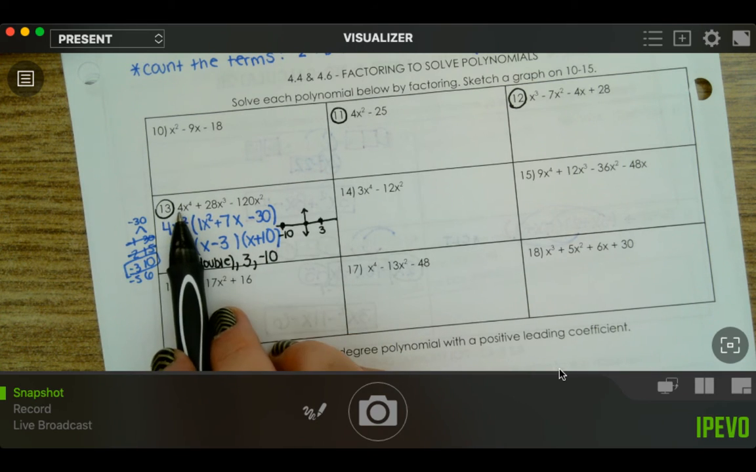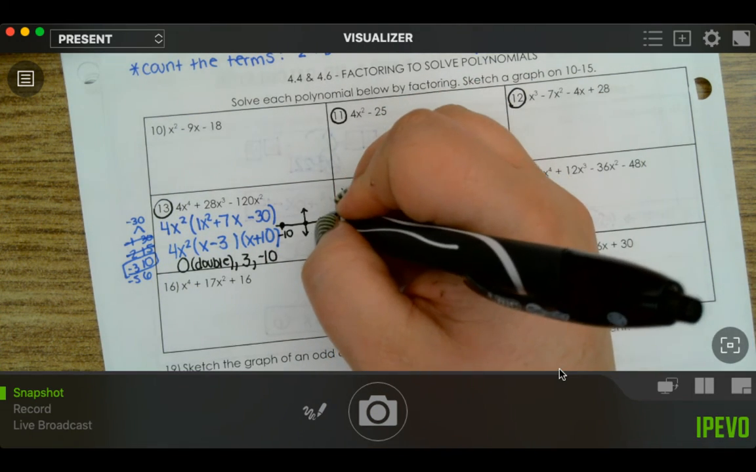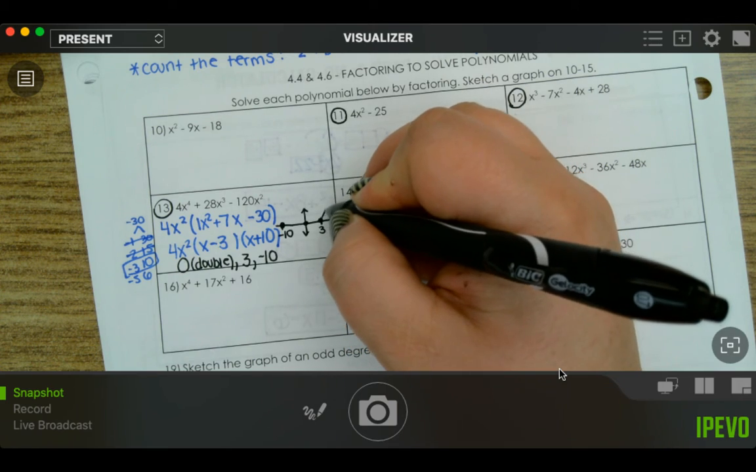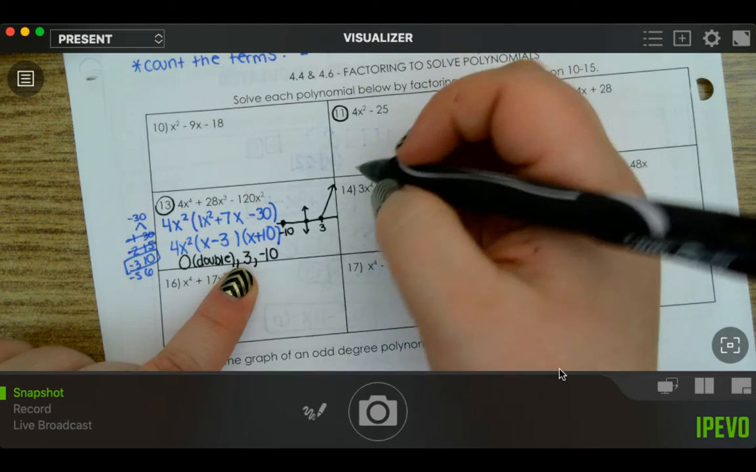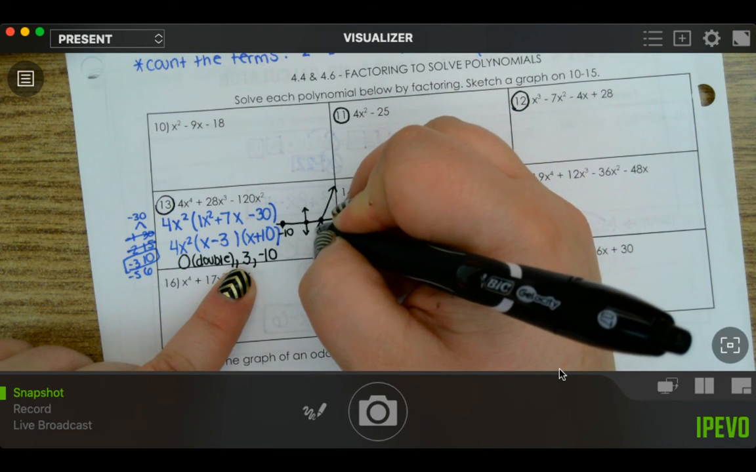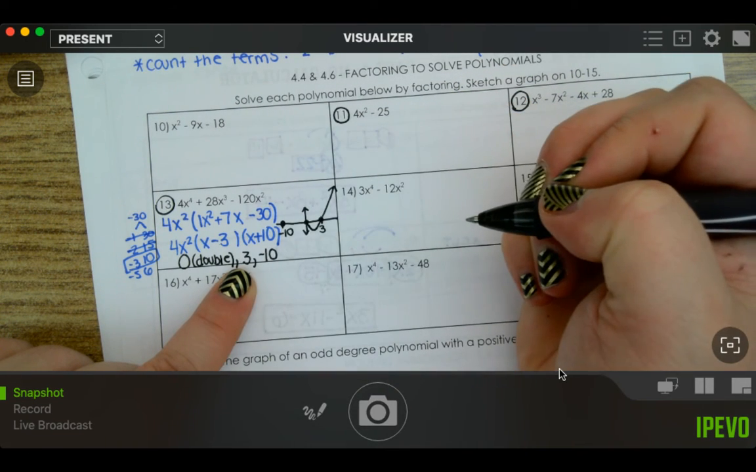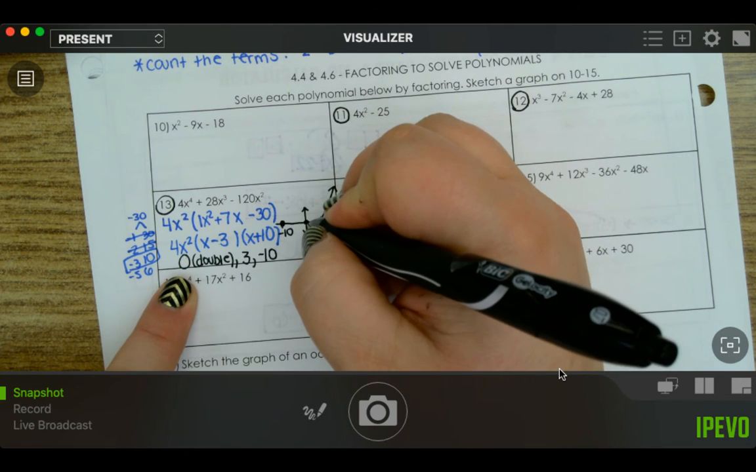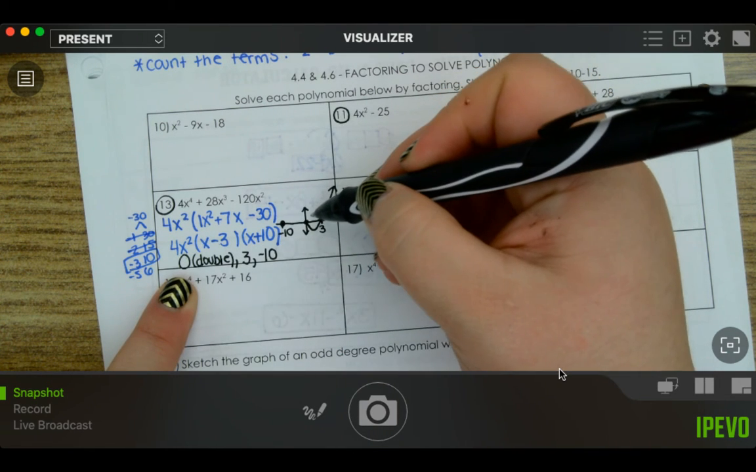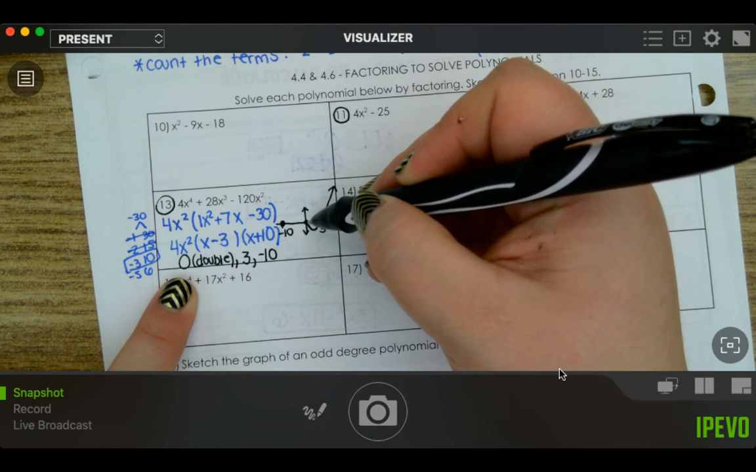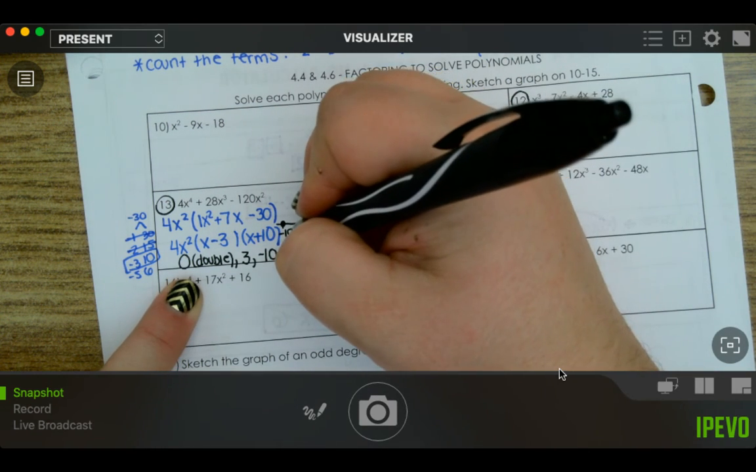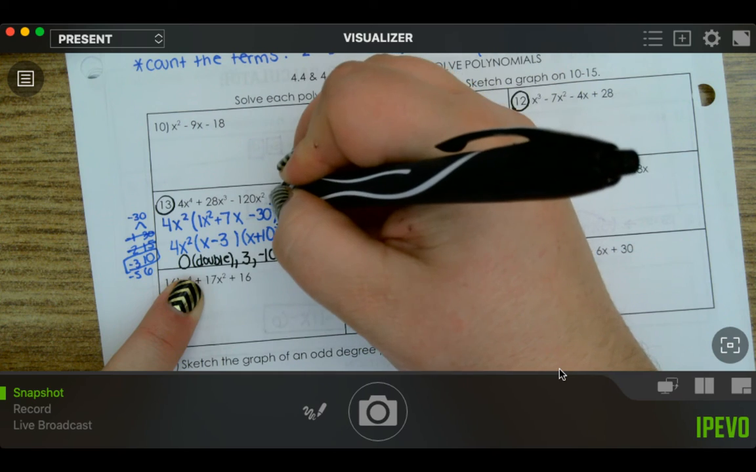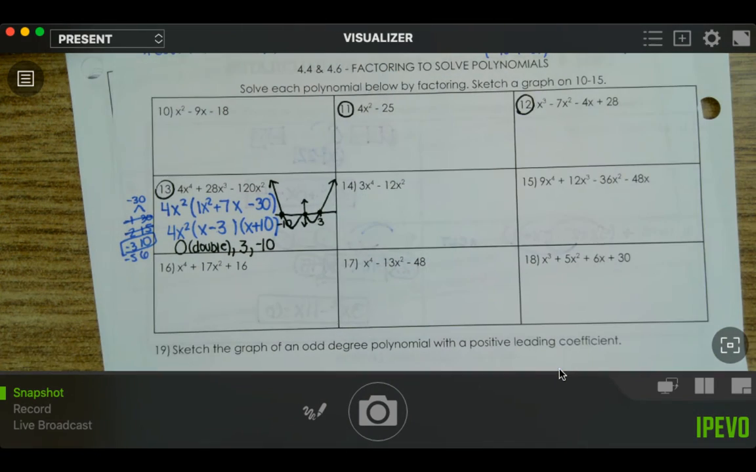Since this 4 is positive, not negative, go to the one on the right, it should go up. 3 is not a double root, so it's going to go all the way through and up to 0. 0 is the double root, so instead of going all the way through like this, it's going to come back down. And then it's going to go all the way through negative 10 because it is not a double. Like that.